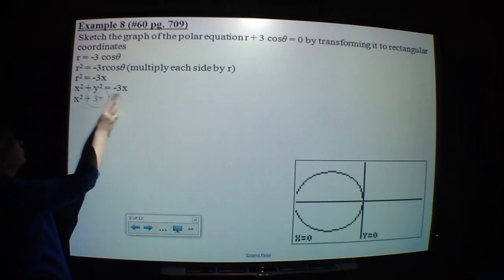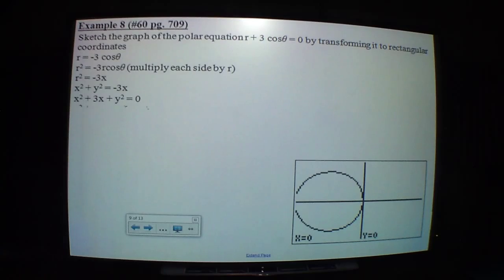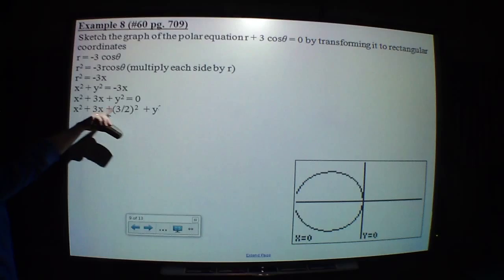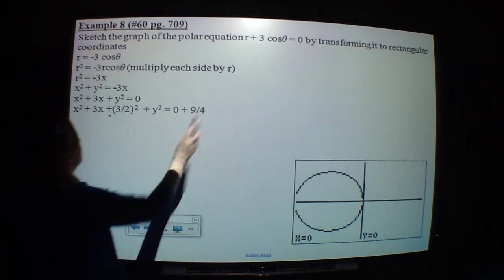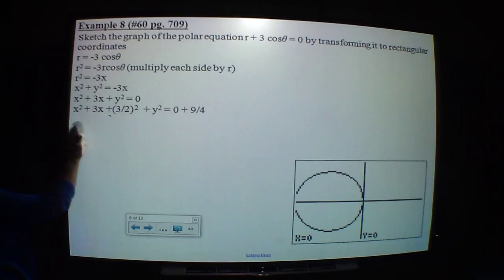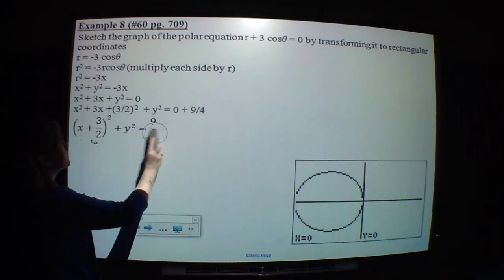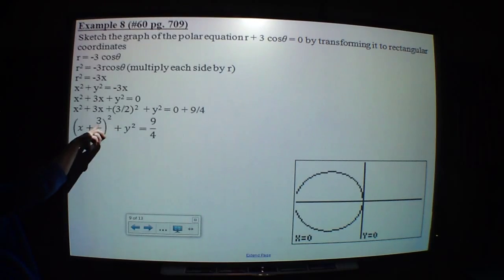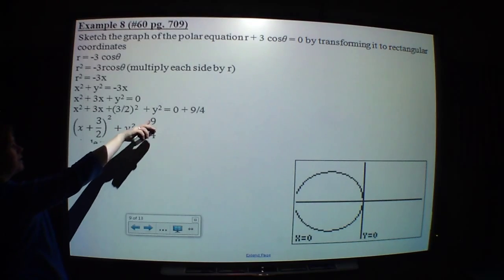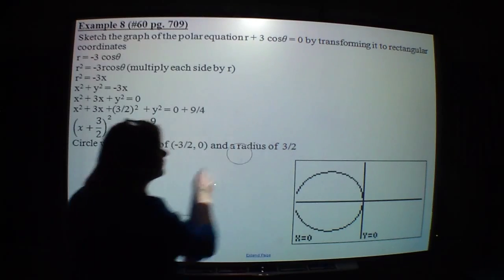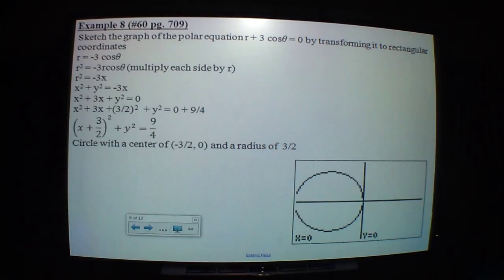Move everything to the one side. And I can complete the square. So half of that squared added to each side. And it factors into x plus 3/2 squared plus y squared is equal to 9/4. I have a circle with a center of -3/2, 0, and a radius of 3/2. And you could put it in your calculator and graph it. Let me just show you on your calculator how you can graph that.